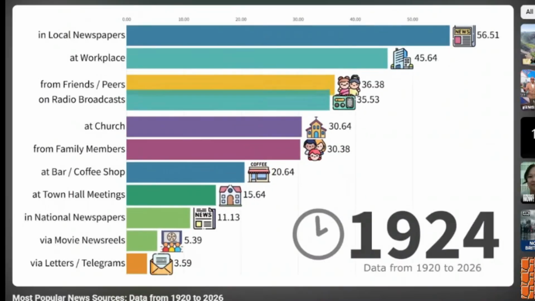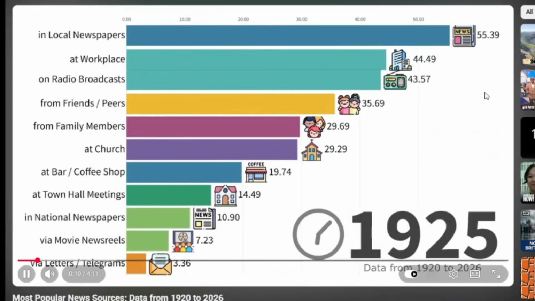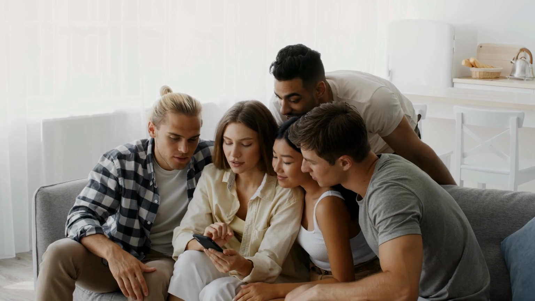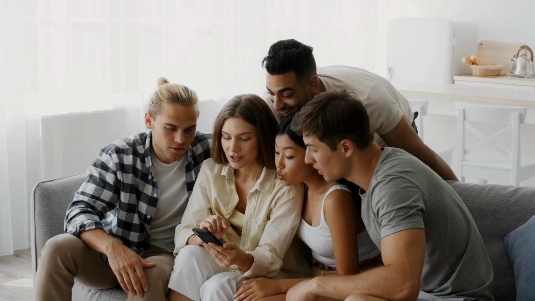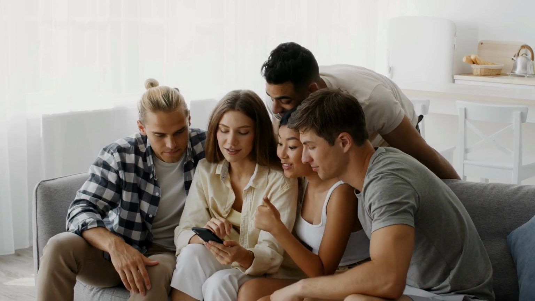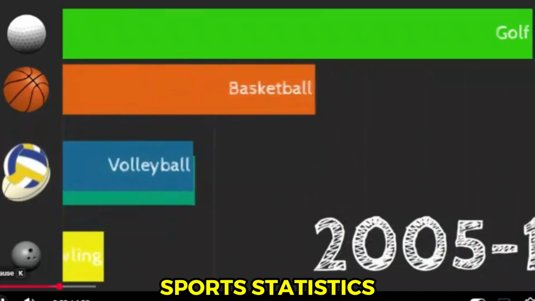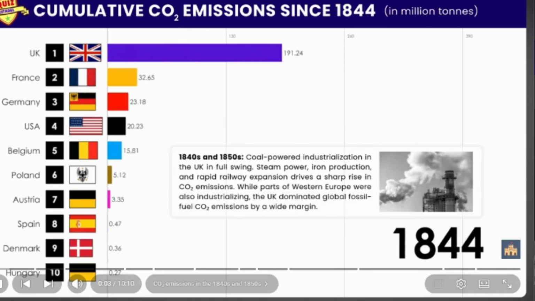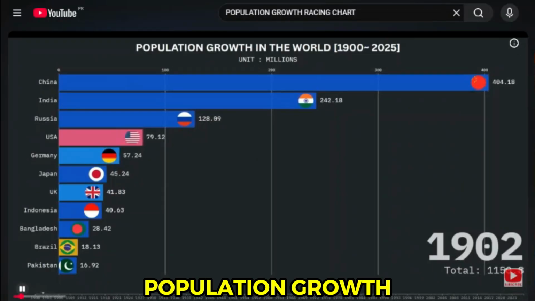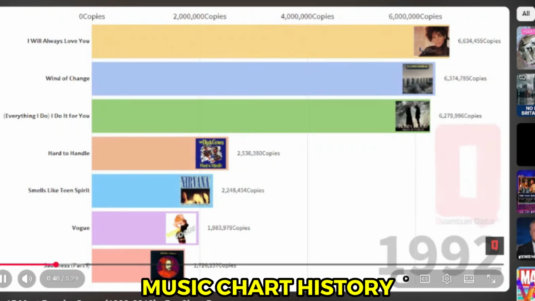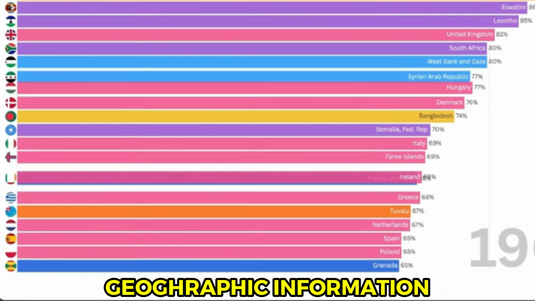Ranking videos perform extremely well because the format is inherently watchable. People are naturally curious about who comes first, what comes next, and how things change over time. They work across almost any topic: sports statistics, historical data, economic trends, population growth, technology adoption, music chart history, geographic information. A channel built around this format does not require you to appear on camera.